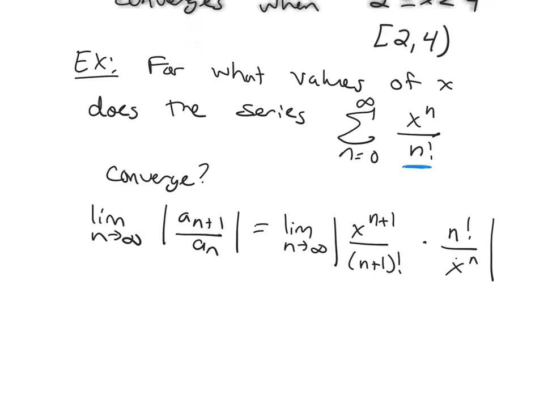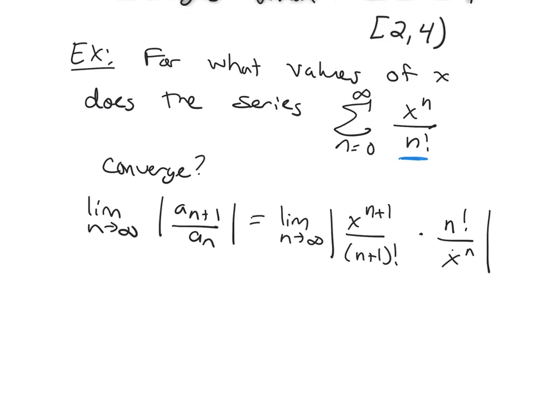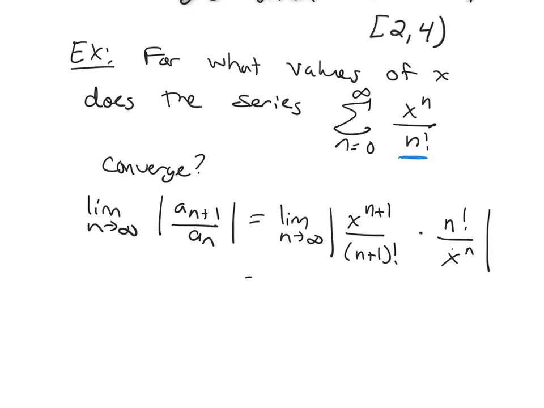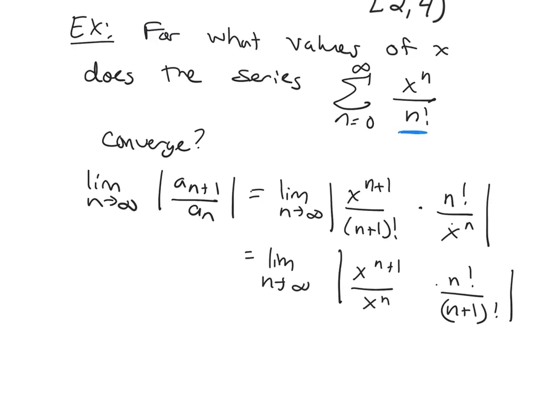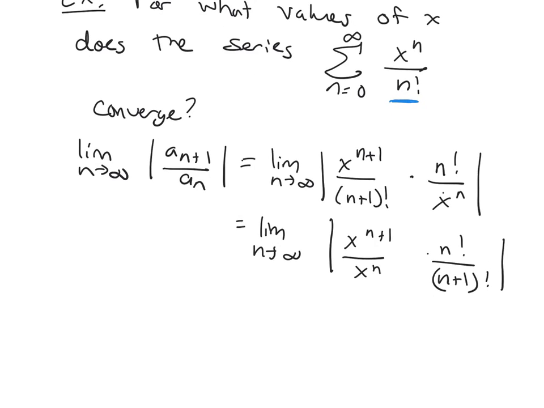So move around your terms to put like things together. I'm going to just shuffle the terms in the denominator. I'm going to put x to the n first. Okay, so I want to simplify. x to the n plus 1 over x to the n simplifies to x. You just subtract the powers.